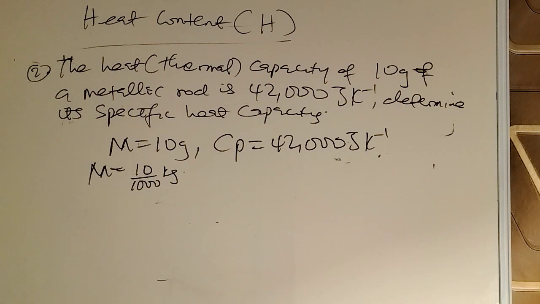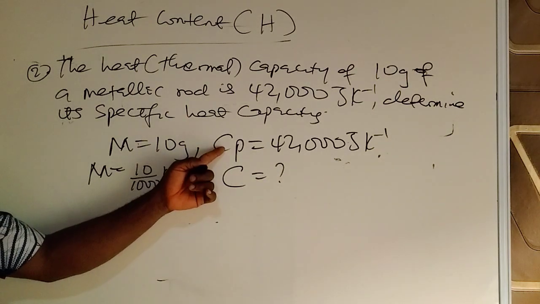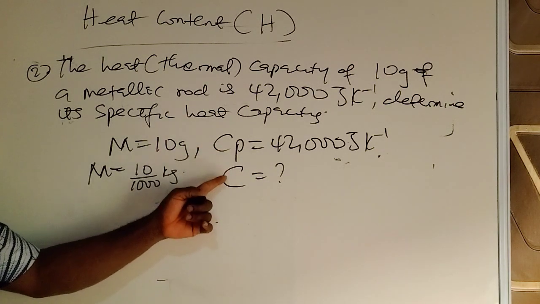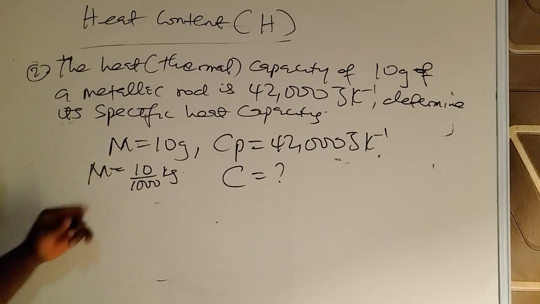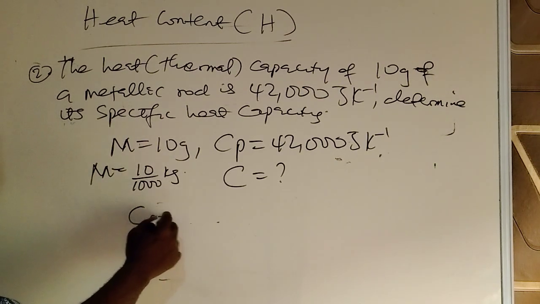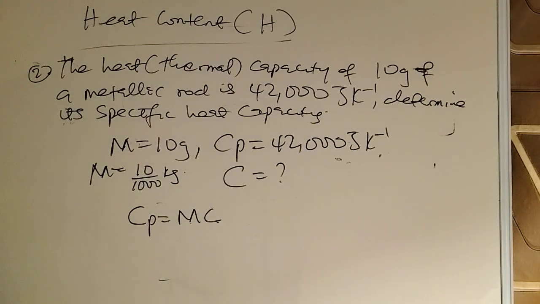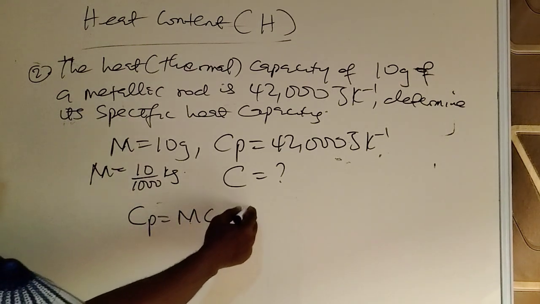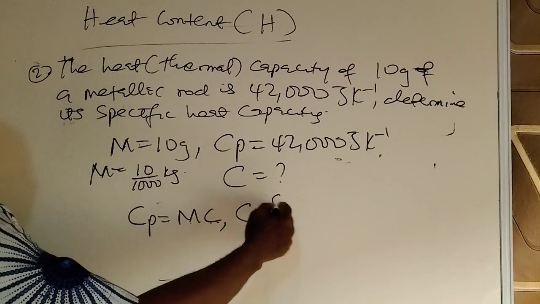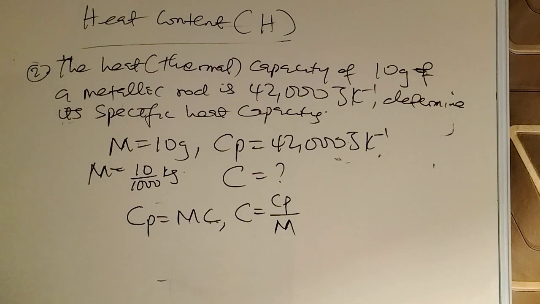So, we're looking for the value C, specific capacity. How does Cp, the heat capacity, relate to the specific heat capacity and mass? We have this formula that says heat capacity is given by mass times specific heat capacity. So make this one the subject. So specific capacity becomes Cp over mass. Now we'll divide.